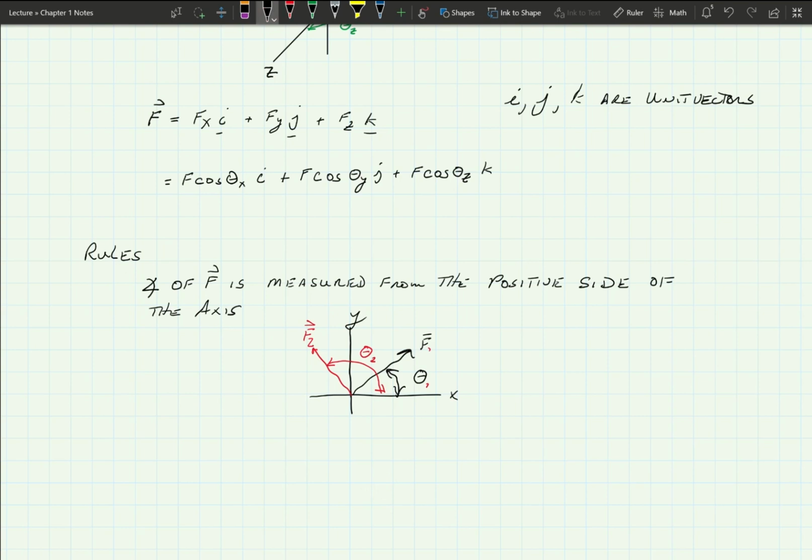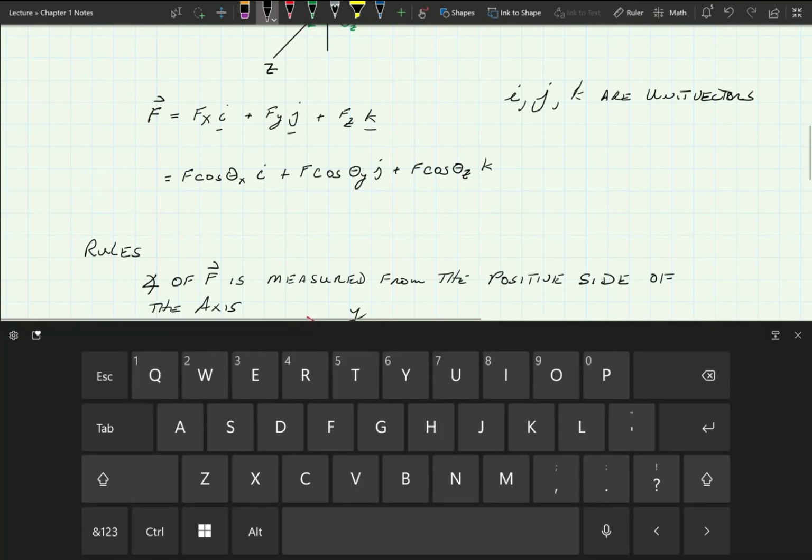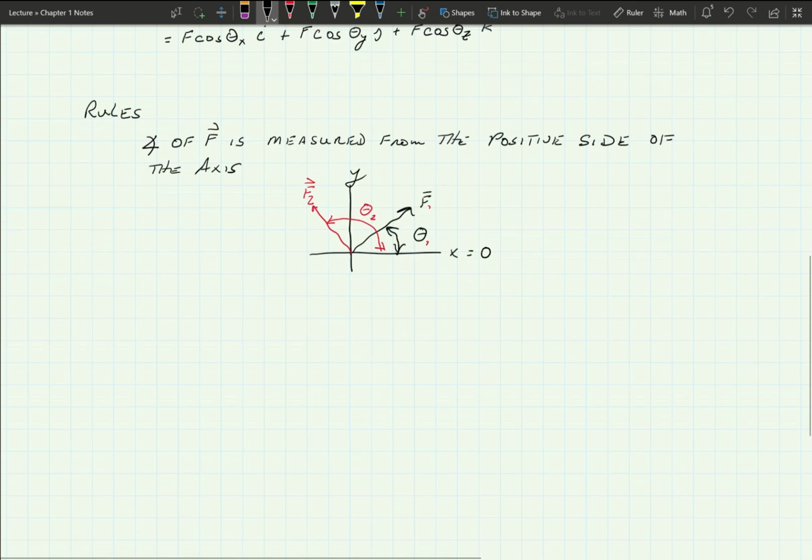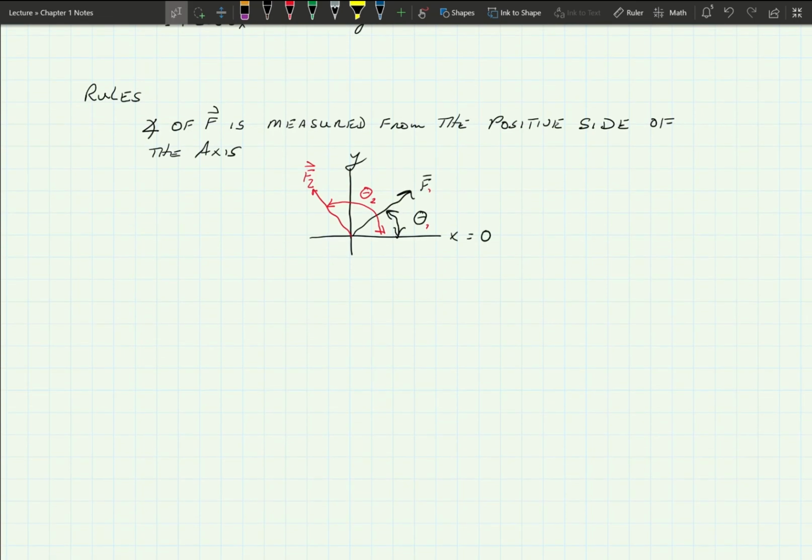And we're always measuring from the positive x, so it's always from the x over. So if we went counterclockwise, we'd be going in a positive direction around from x equal to 0 all the way around to give us those angles to that vector. Okay. All right, now let's have some more of these rules.